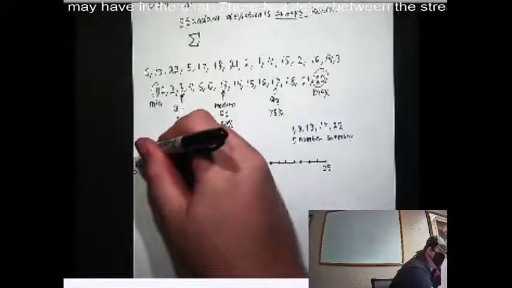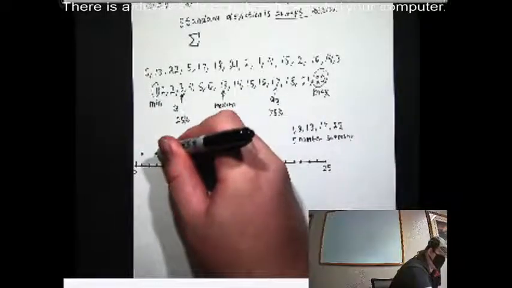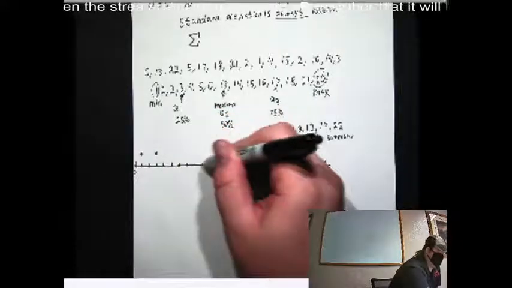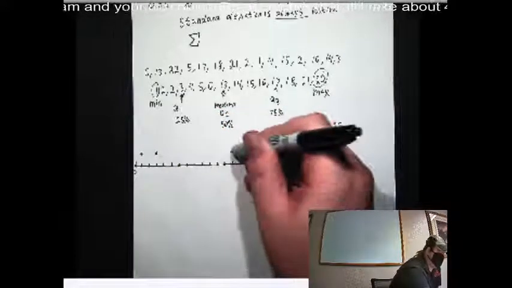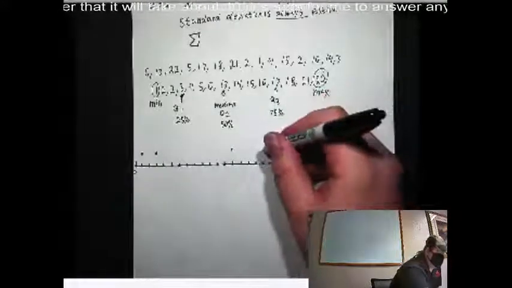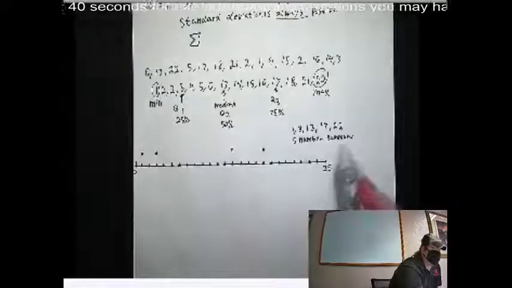So 1 is right here, then 3 we have right here, then 4, 5, 6, 7, 8, 9, 10, 11, 12, 13 is right here. 14, 15, 16, 17 is here. 18, 19, 20, 21, 22 is right here.